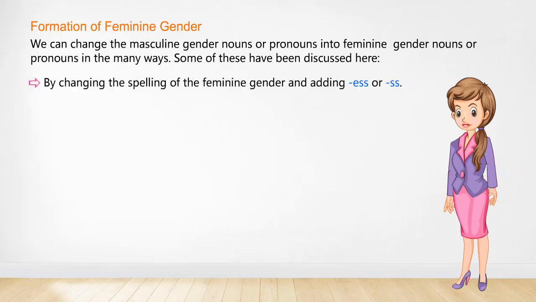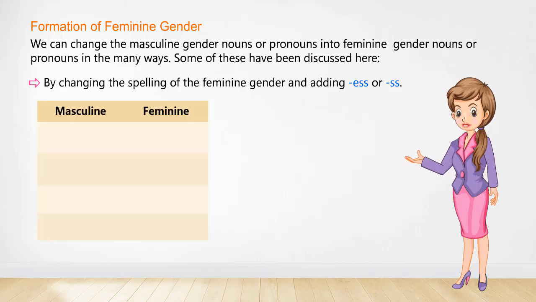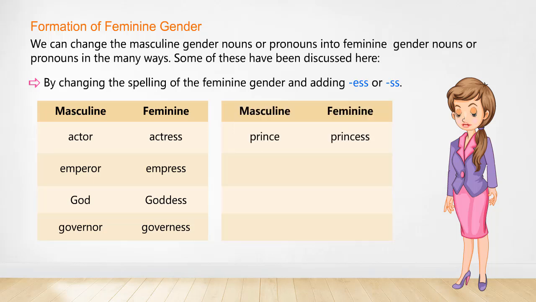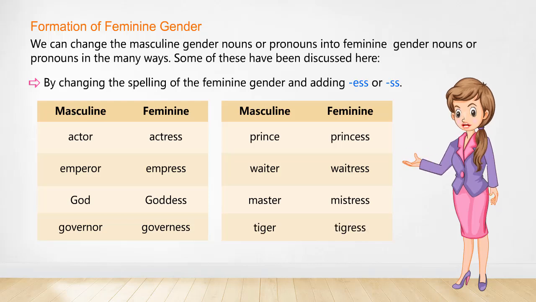By changing the spelling of the masculine and adding ess or double s. Masculine, feminine: actor, actress; emperor, empress; god, goddess; governor, governess; prince, princess; waiter, waitress; master, mistress; tiger, tigress.